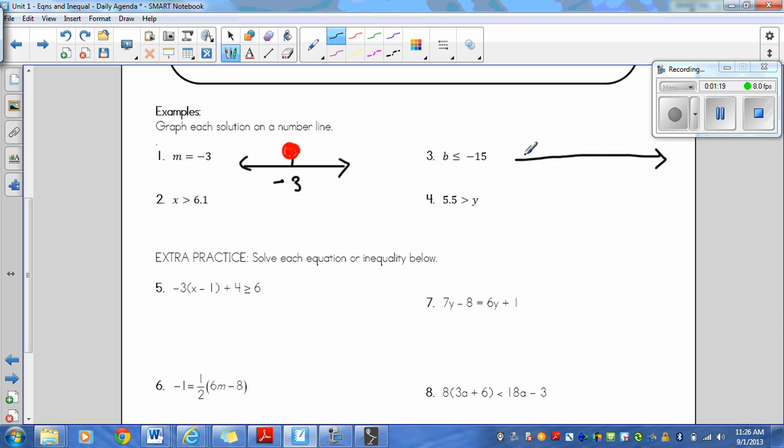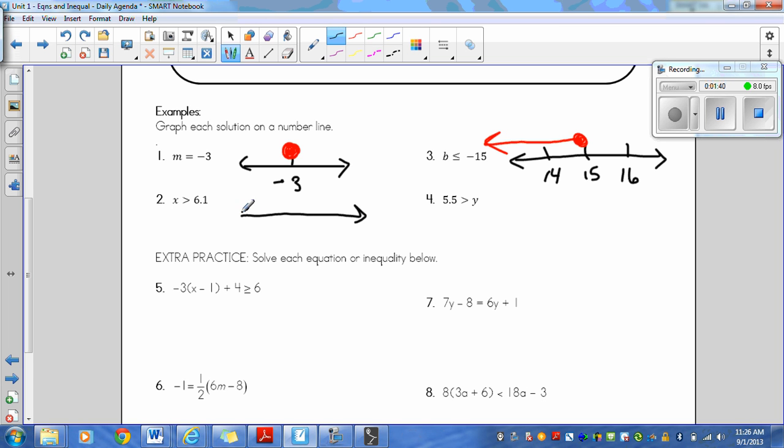B is less than or equal to 15. We'll put 15 in the middle, 14 on one side, 16 on the other. It is a filled in circle because 15 is an answer, and it's all the numbers less than that, so it goes to the left.